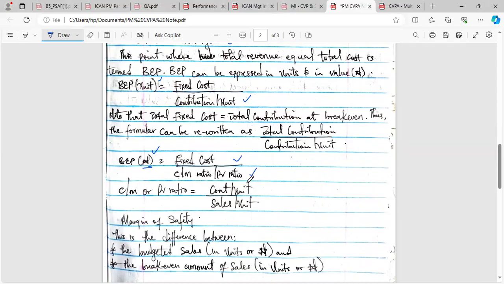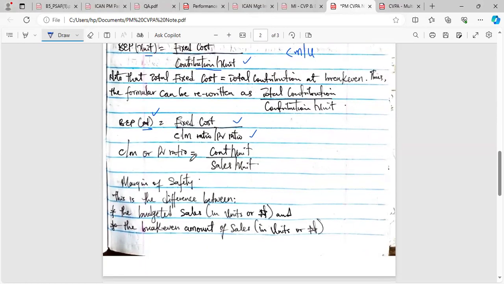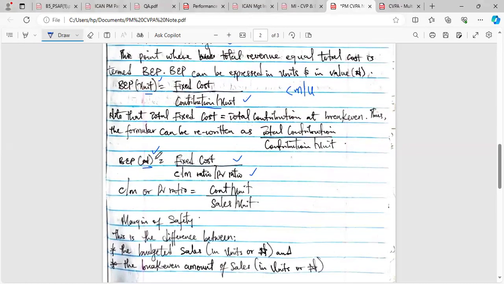So I'm explaining this again because we are going to look into it as we continue today's aspect of CVPA. The only difference between both formulas is that the one for units usually makes use of contribution per unit, or we call it contribution margin per unit. But the one for BEP in naira or in value will make use of contribution margin ratio. So don't confuse it. Contribution margin per unit for units, then the one for value will be contribution margin ratio.